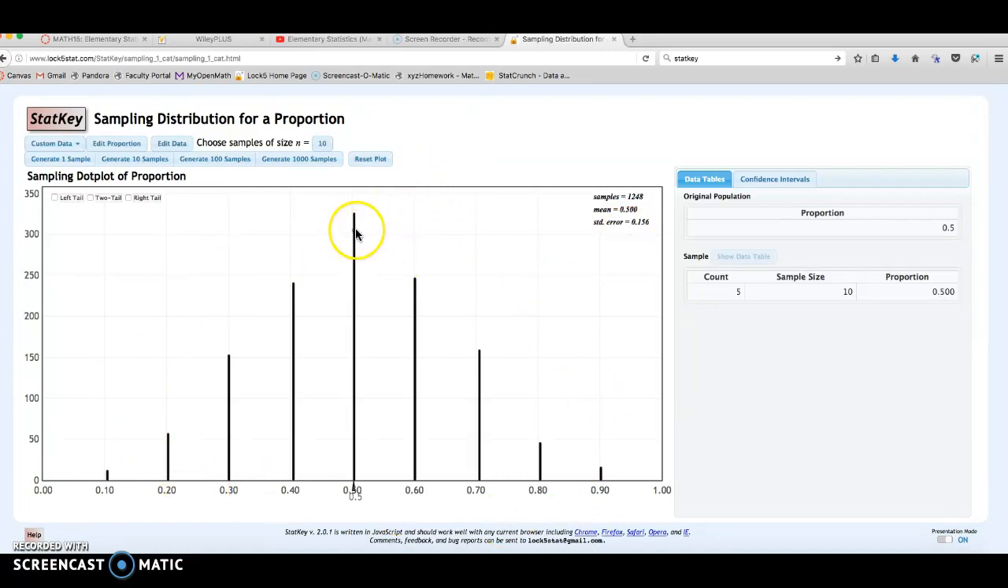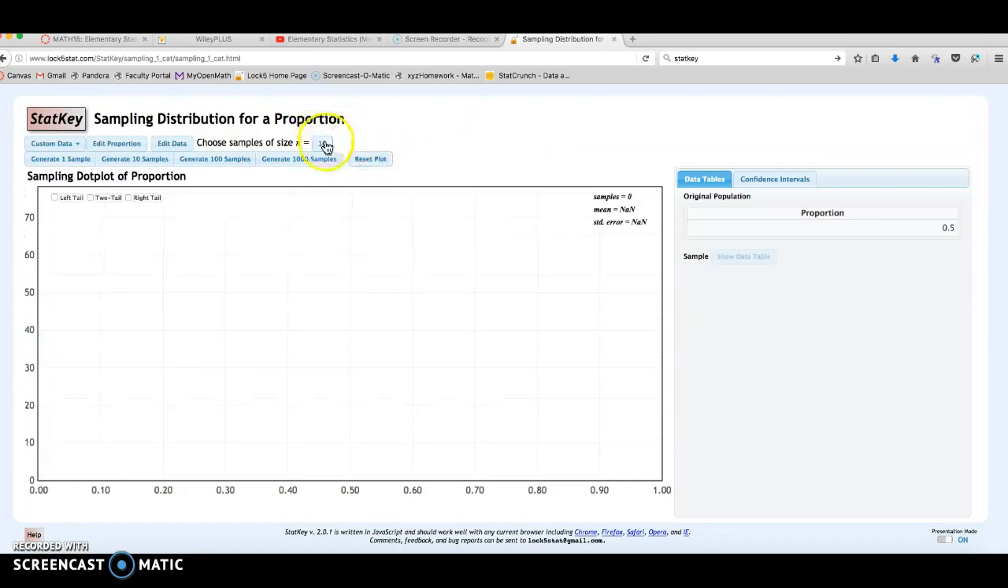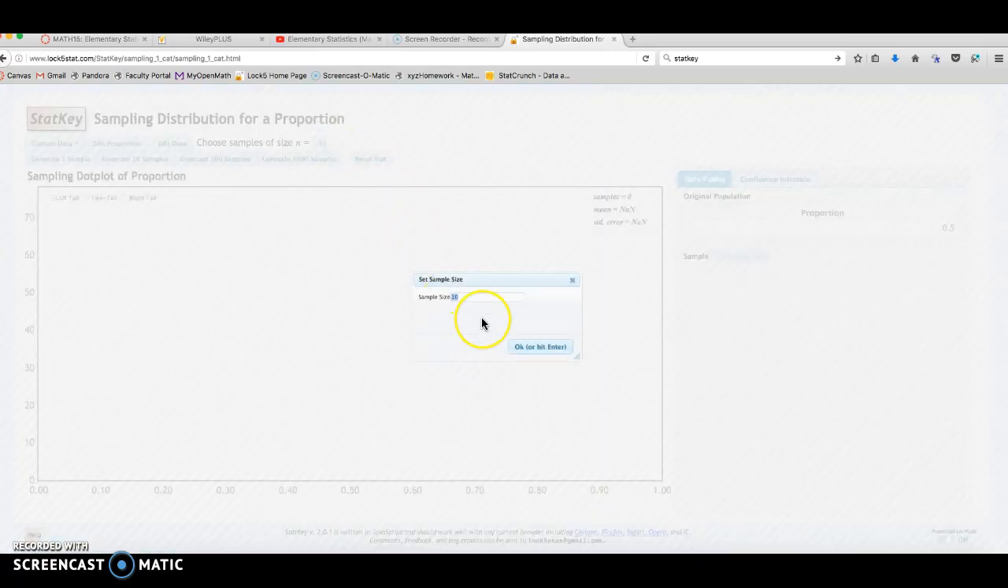Keep in mind, here are a bunch of dots, 1,248 dots, and each dot represents one sample of 10 Reese's Pieces. So we get a standard error of 0.156. I'm going to reset this, and let's say we take a sample size of 30 instead of 10.